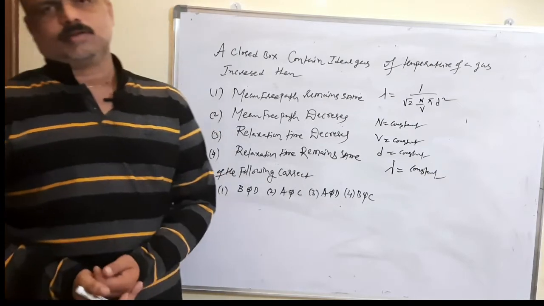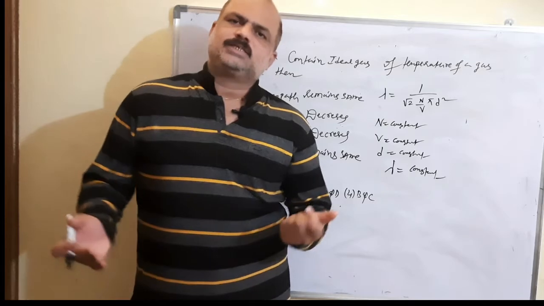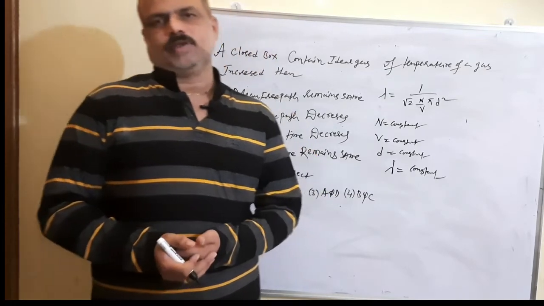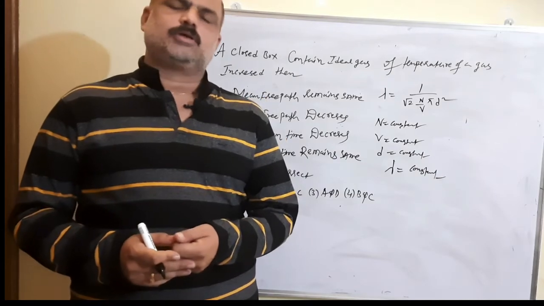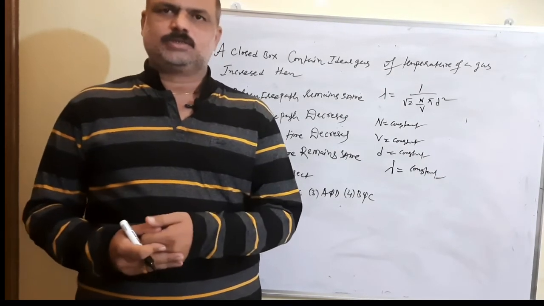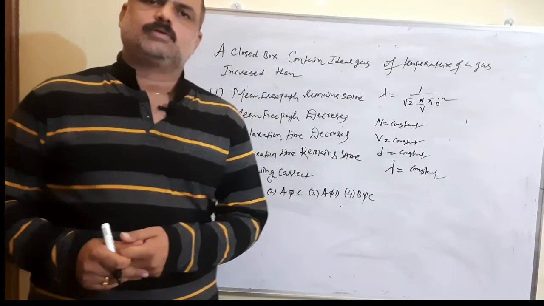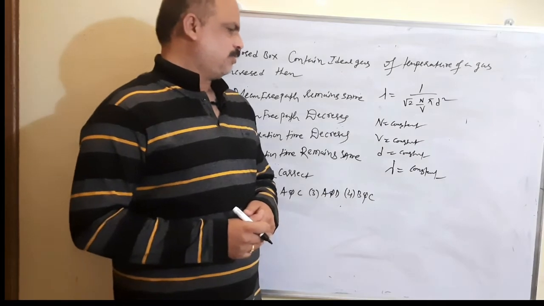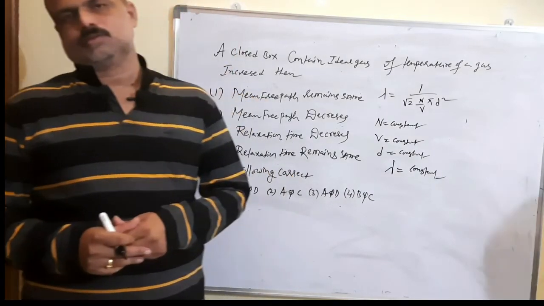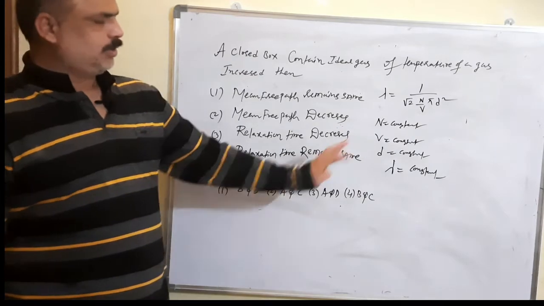What is mean free path? In a gas, there are collisions between molecules. The gas molecules are moving in random directions. The average distance traveled by a molecule between two successive collisions is called the mean free path. That is lambda is equal to constant. Lambda does not change.